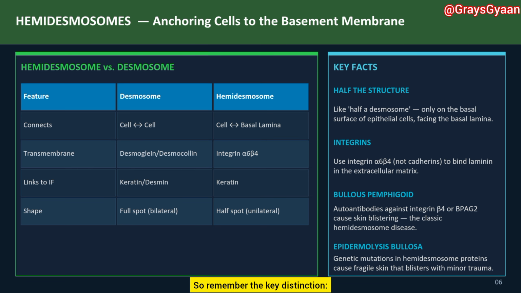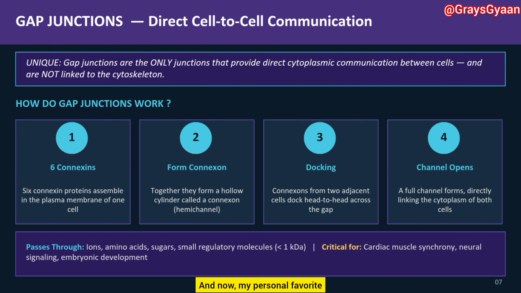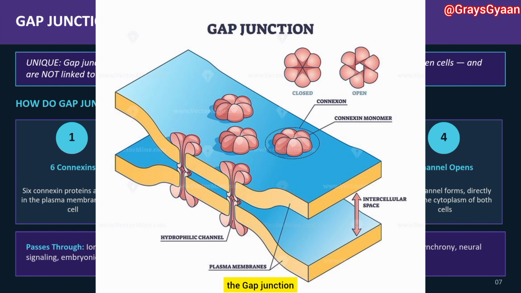So remember the key distinction. Pemphigus equals desmosome attacked equals intraepidermal blister. Pemphigoid equals hemidesmosome attacked equals subepidermal blister. And now, my personal favorite, the gap junction.